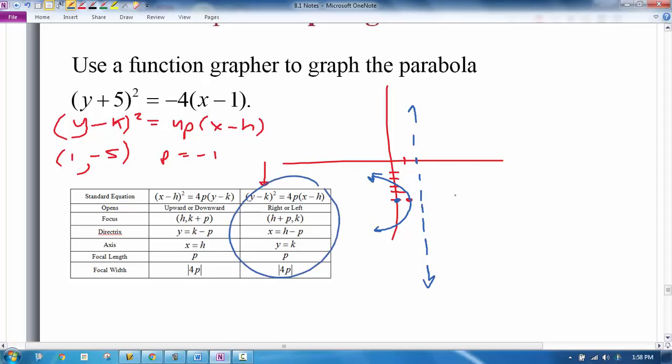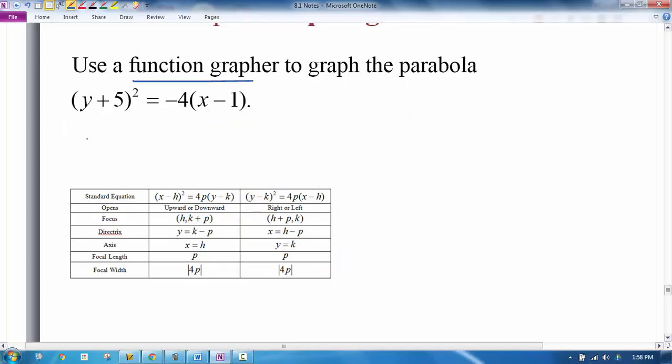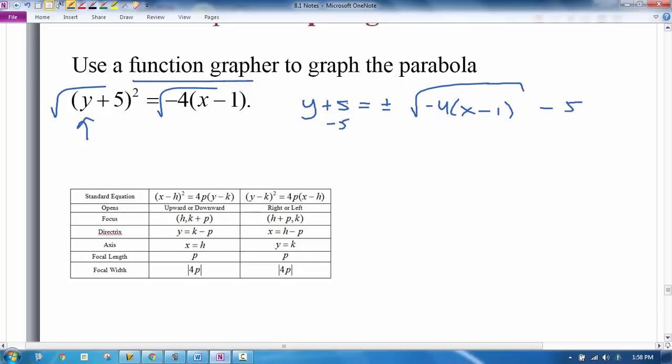So you can graph it just from this information because I give you all the information you need. But this one wants to use a function grapher. So another way to do this with a calculator then is to solve this one for y right here. So if I square root both sides, I get y plus 5 equals plus or minus the square root of -4 times x minus 1. And I'm going to then subtract 5 from both sides as well. And now I have a function for y right here.